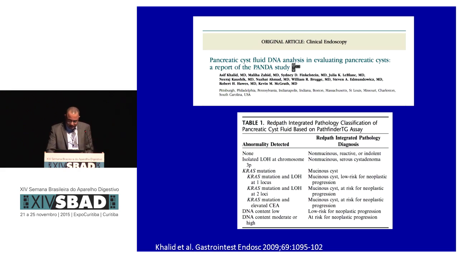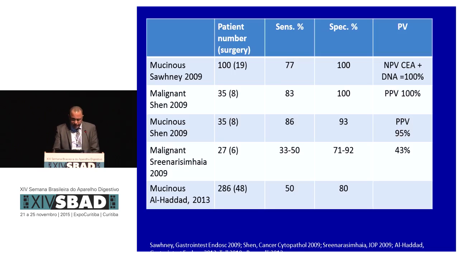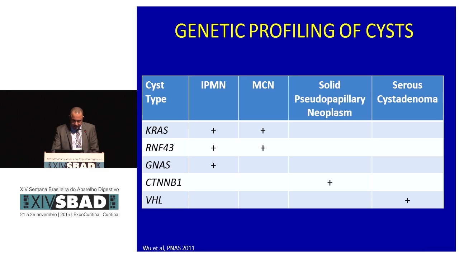Initially it started with this work, looking at loss of heterozygosity, KRAS mutations, and DNA content. Initial studies were good, but if you look at this last study at the bottom from Muhammad Al-Haddad from Indiana University, the largest study, 286 patients, the sensitivity of these markers was only 50%, so really not that good.